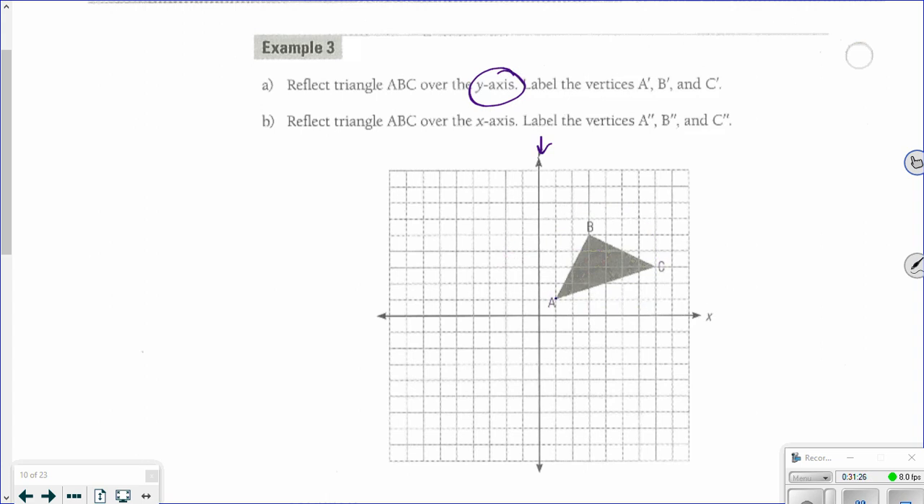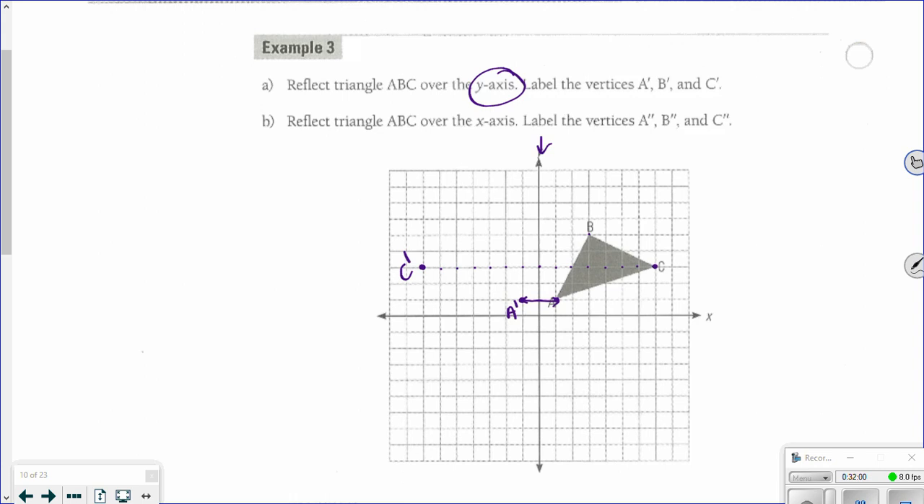Okay, so point A is right here. It's 1 unit away from my y-axis, which means my new one is in the same position, but 1 unit away from my y-axis. C is here, and it's 1, 2, 3, 4, 5, 6, 7 units away, which means if I start at the same place, I need to go 7 units away in the opposite direction. So 1, 2, 3, 4, 5, 6, 7.